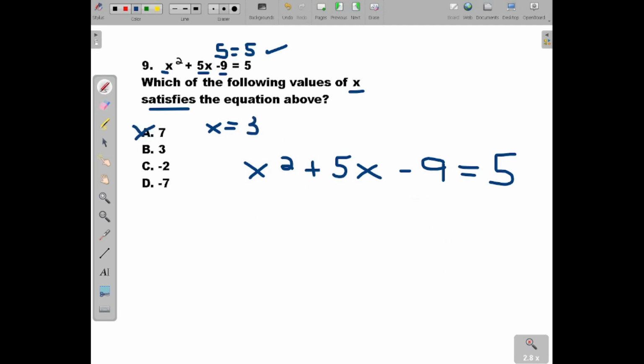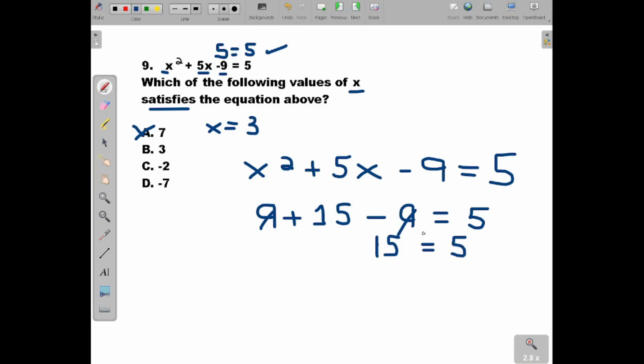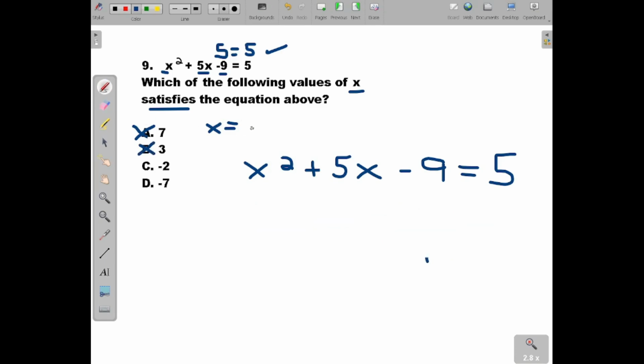If x is equal to 3, 3 times 3 is 9, plus 5 times 3 is 15, minus 9 is equal to 5? We can cancel out the 9s. We have 15 is equal to 5. No. So x is not equal to 3. It cannot be B. So the next one, x is equal to negative 2.